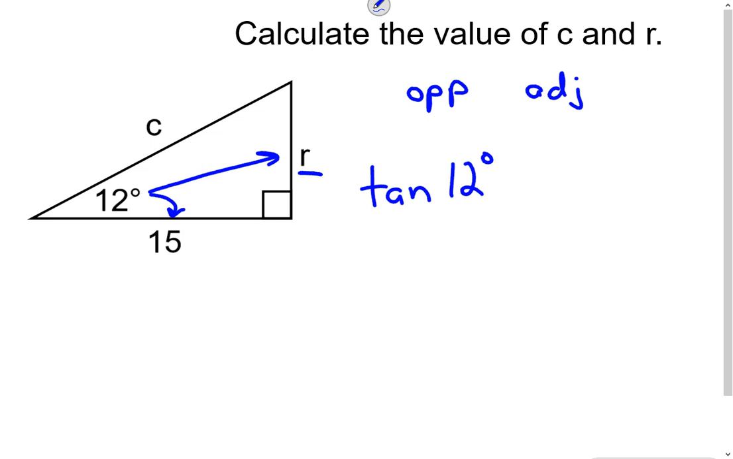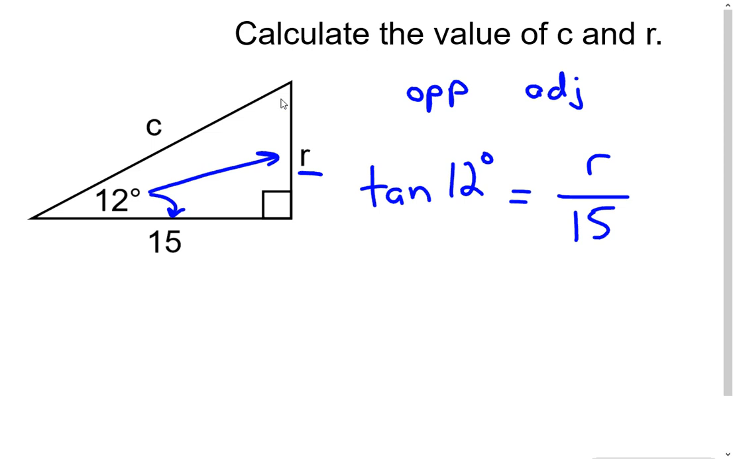Now remember, tangent is equal to a ratio that we just said was opposite over adjacent. Well, now I write that ratio down. How long is my opposite side? I don't know. That's my variable R. How long is my adjacent side? That I do know. It's 15. And now I have this equation that I can solve.